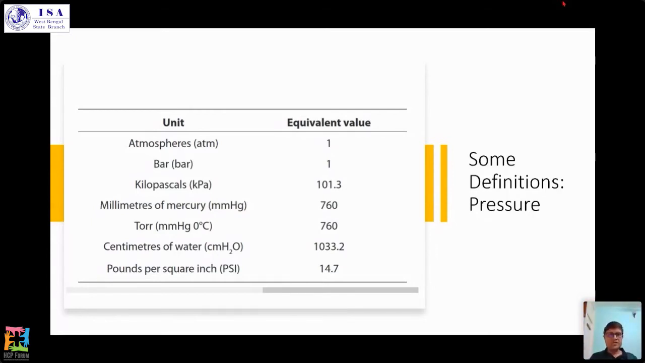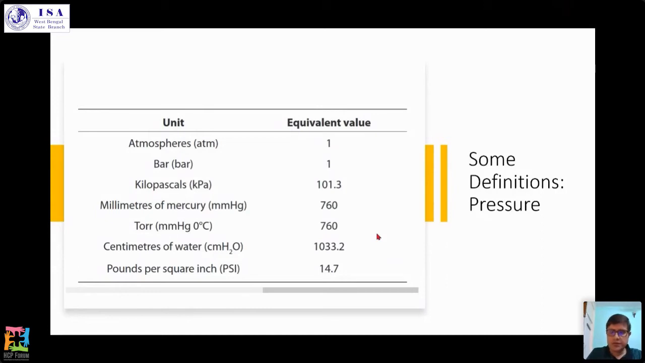Centimeters of water, we are not going to use it. What we're going to use is pound per square inch. So one atmosphere or one bar is going to be 14.7 pounds per square inch. We can approximate it as 15. And what we are also going to use is a pascal. So a pascal is kg per meter square. And we are going to use kilopascal, which will be 1,000 pascals.